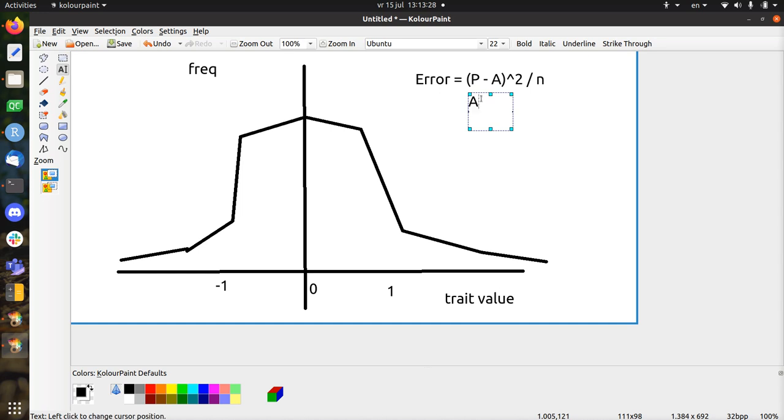If the actual value would be 0, let's say it always predicts, so that means the predicted value is always 0. For every data point, if the predicted value is 0, then if you fill in this equation, the error is 1. So you can check that yourself.